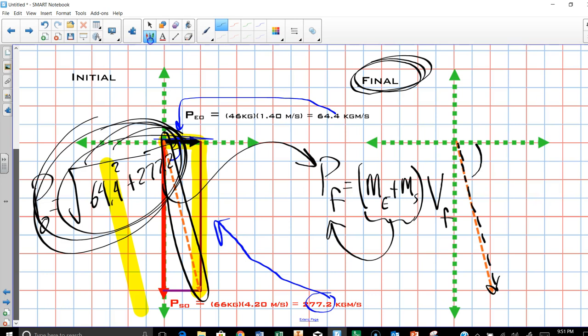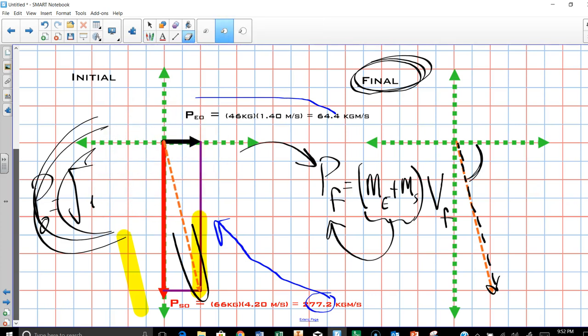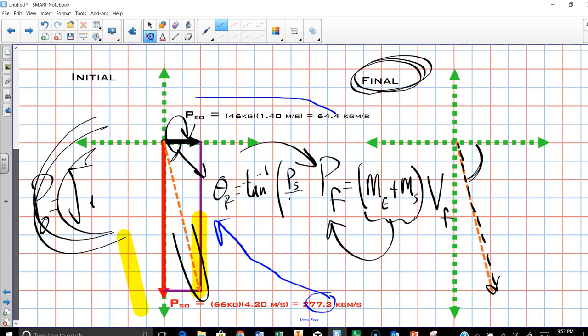What about this angle? Well, if we remember where it came from, we'll have to erase some stuff here to make it clear. If you recall, that's this angle here. And that's going to be opposite over adjacent. That's tangent. So that reference angle is the inverse tangent of the momentum of the south person divided by the momentum of the east person initially. And from that, you'll be able to get the angle right here.